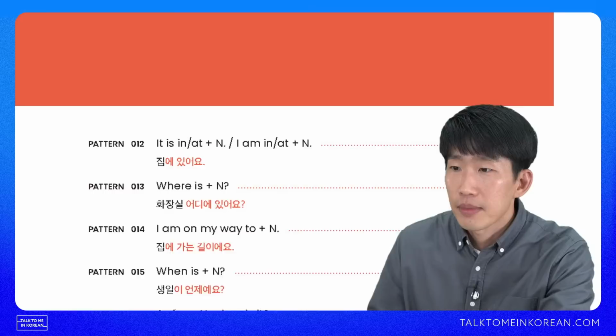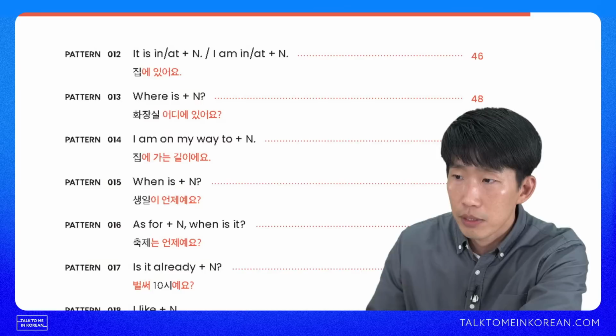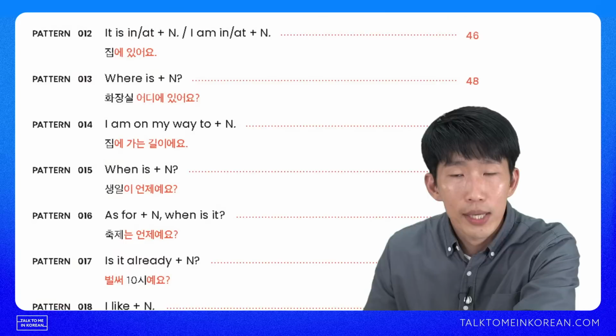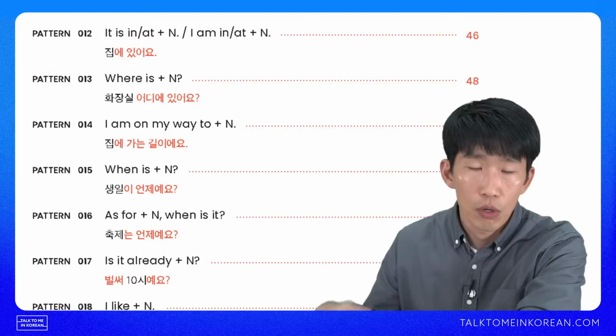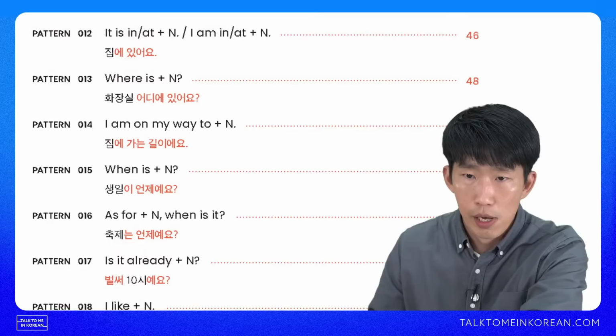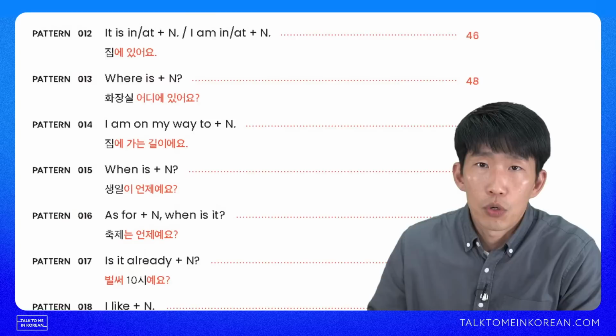Pattern number 12 is 집에 있어요. I'm going to skip typing it out for you because that'll save time. So you can see something is at somewhere. 집에 있어요. And 어디에 있어요? So 화장실 어디에 있어요? If you understood the structure of this sentence, you can also use your imagination or your everyday situations as material to form new sentences. So 화장실 어디에 있어요? 리모컨 어디에 있어요? Where's the TV remote? 컵 어디에 있어요? Where are the cups?